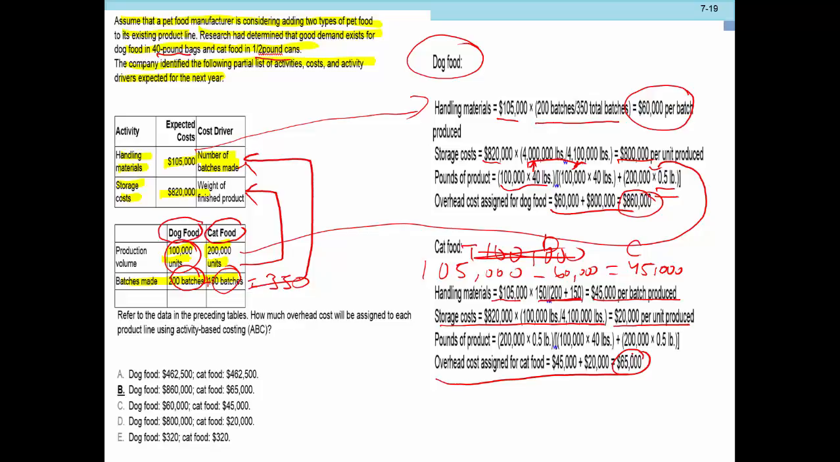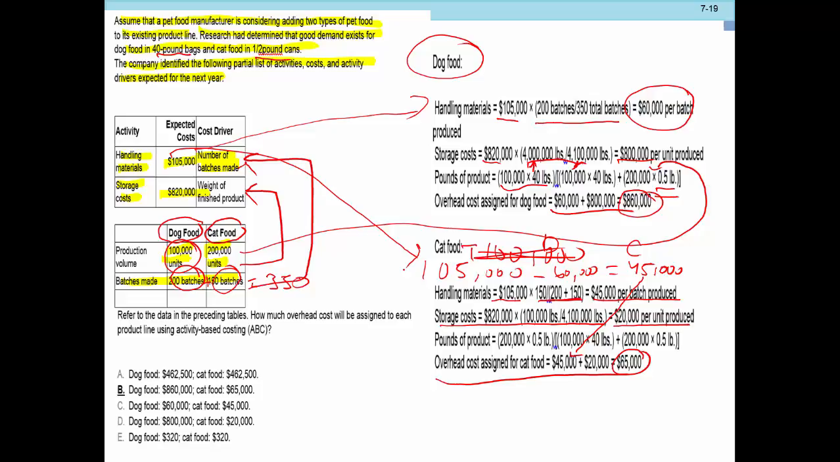So for the cat food, it's like 45,000, right? And the answer is 65,000. Why different? Yeah, it's the total. That 45,000 is this 45,000 right here. This right here was just for the what? For the handling? That's just handling.